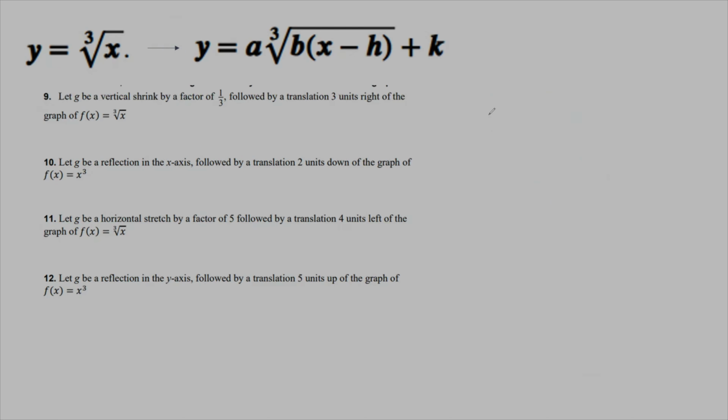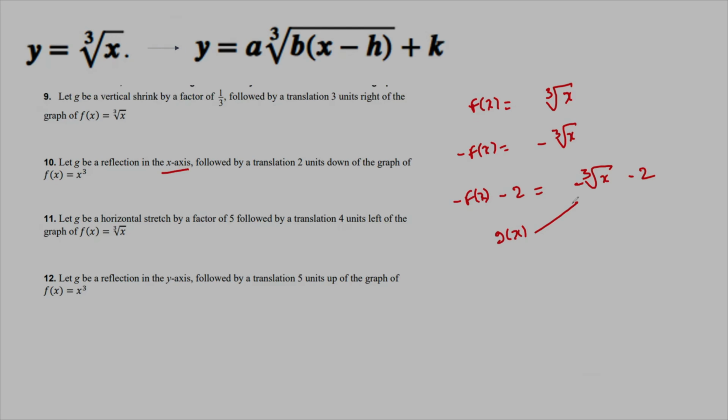Second part. So my parent function is f of x equals cube root of x. It says reflection over the x-axis. That means the vertical reflection. So negative will be multiplied from the outside. So it's like negative cube root of x. Second thing, it says 2 units down. So if 2 units down, that means 2 will be subtracted from the function. So minus 2. So this is my g of x.